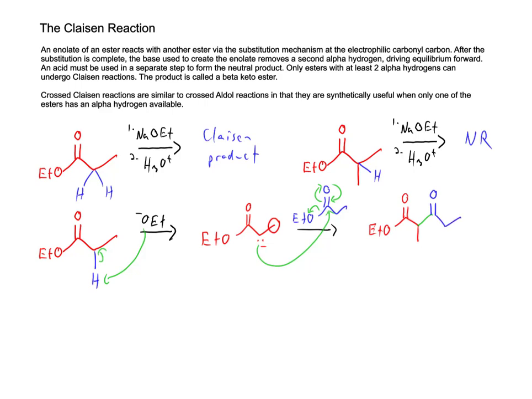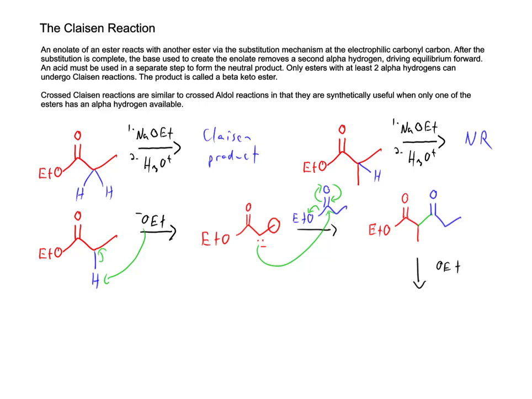So, although this is actually the final product, it's not the end of the mechanism, because this mechanism is driven forward by the removal of the other alpha hydrogen. If we can't remove another alpha hydrogen, then equilibrium is actually going to favor the starting material and not the final product. So what's going to happen now is we have to do this if we're drawing the mechanism. If we're not drawing the mechanism, you can just stop there and that's going to be the final answer. But if you're asked to draw the entire mechanism, we have to continue this reaction.